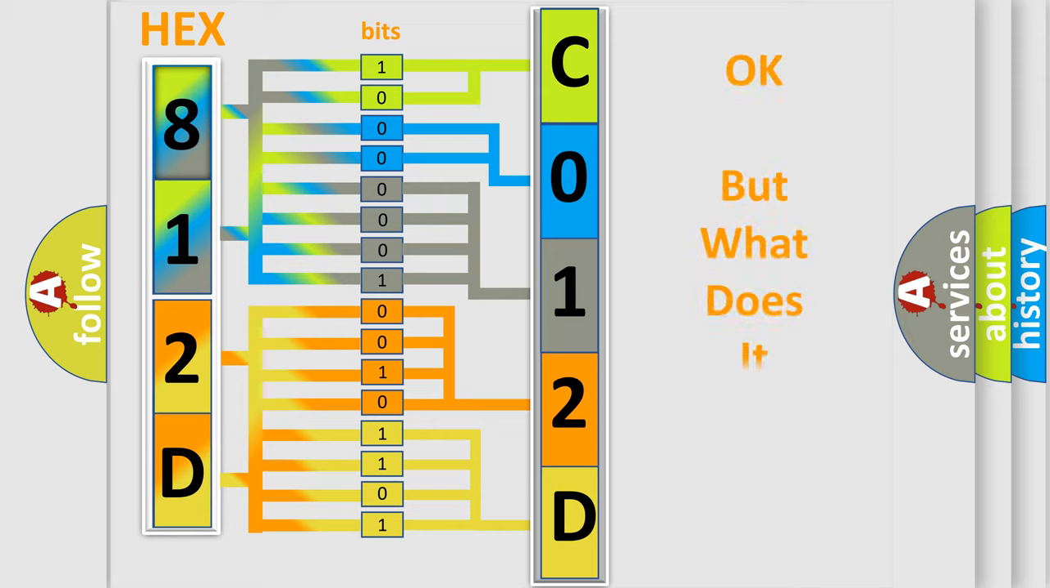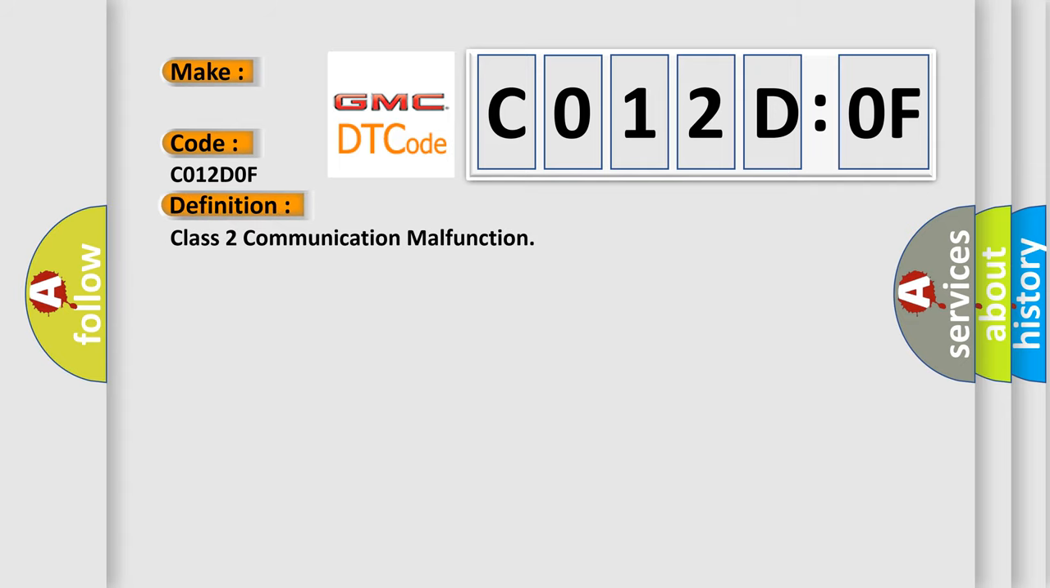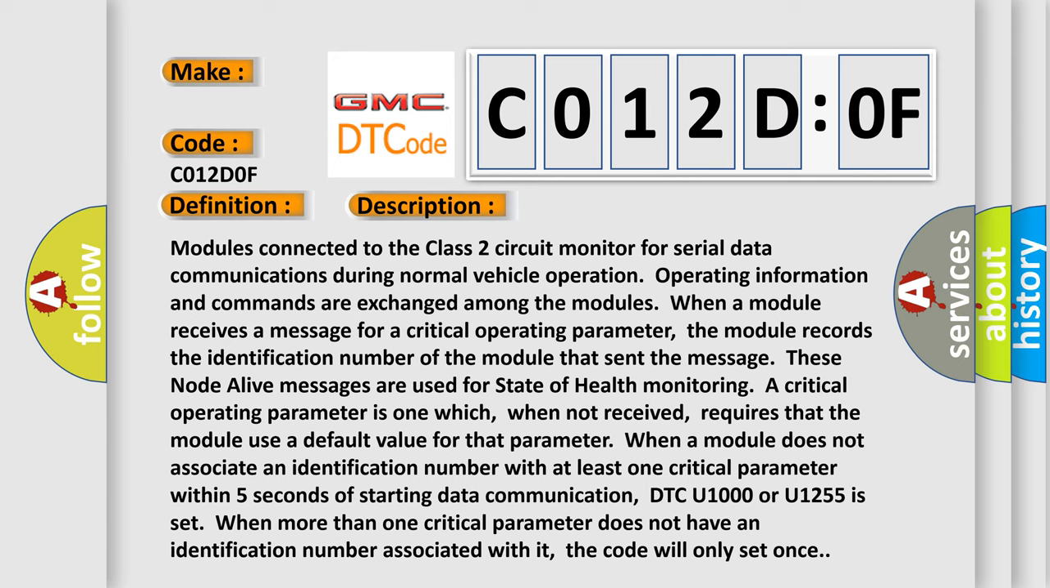The number itself does not make sense to us if we cannot assign information to what it actually expresses. So, what does the diagnostic trouble code C012D-0F interpret specifically for GMC car manufacturers? The basic definition is Class 2 communication malfunction. And now this is a short description of this DTC code.